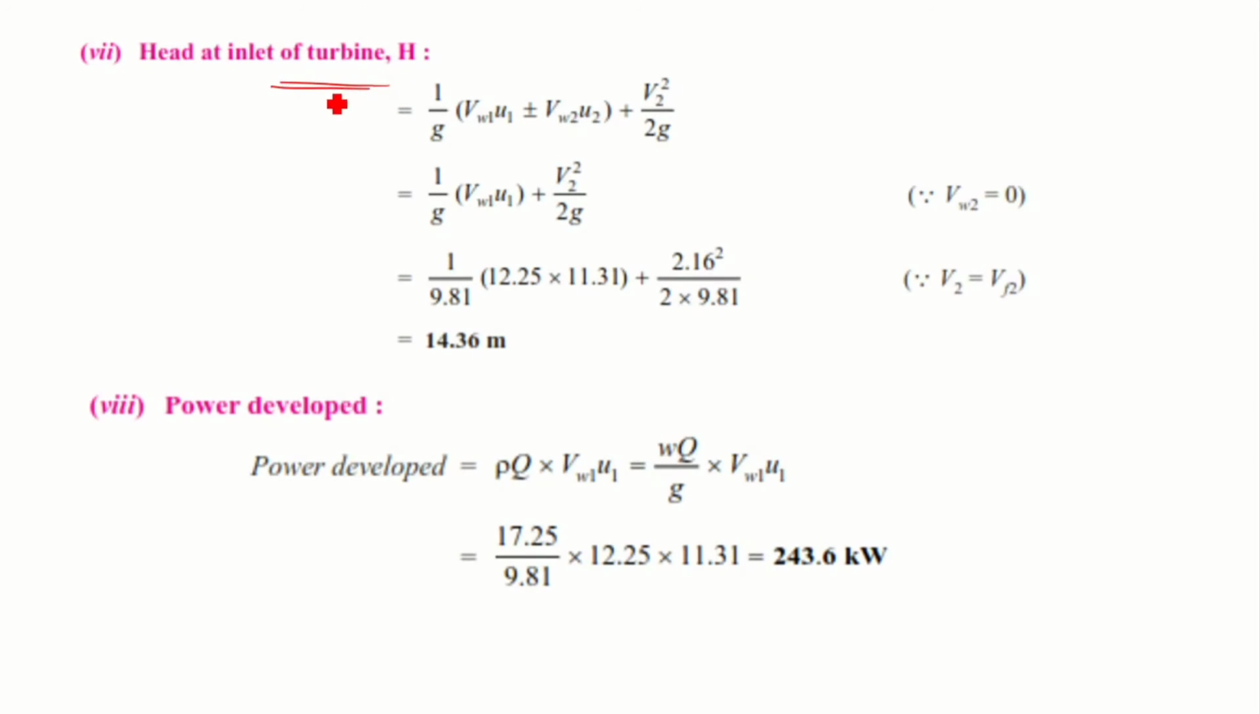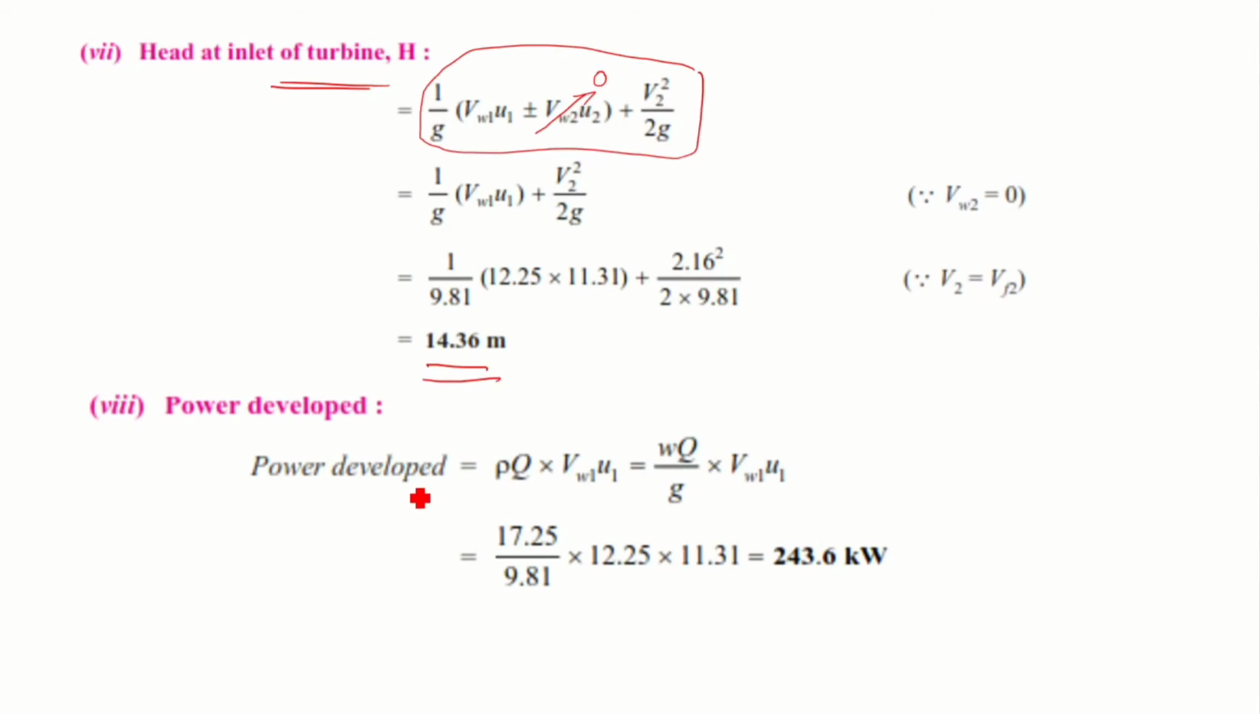Head at the inlet of the turbine. We have already derived this equation in the last video. Substituting the values, we know that VW2 is 0 here, since the water is flowing radially at the outlet. So this term is neglected. So 1 by G into VW1 U1 plus VW2 squared divided by 2G. Substituting the values, we will get it as 14.36 meter.